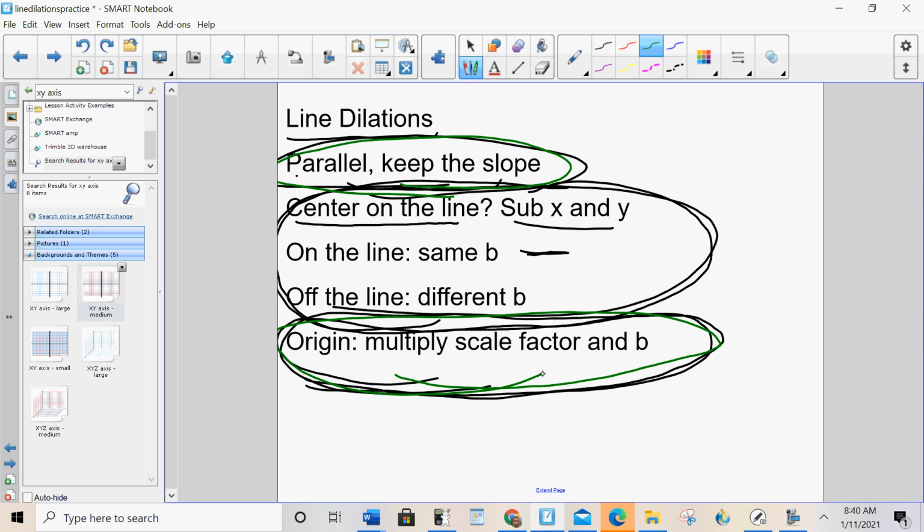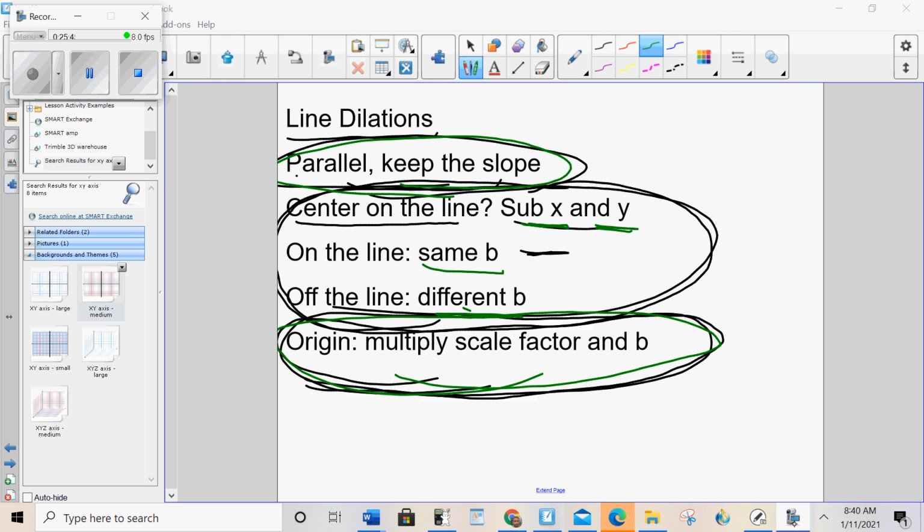If it's not anything else, we're going to sub x and y to see if it's on the line. If it is on the line, the y-intercept's the same, the line's the same. If it's not, then it's going to have the same slope, but a different y-intercept. Your classwork/homework is to finish this, and I hope everyone has a great day.